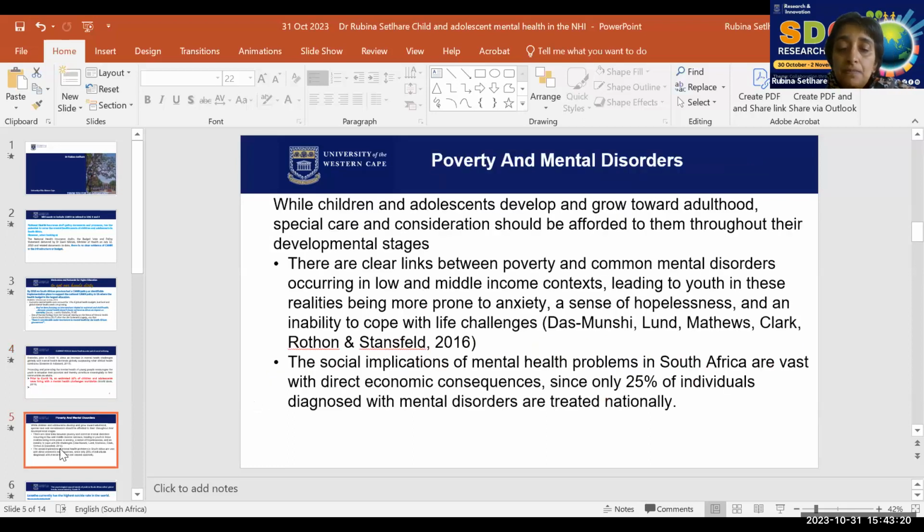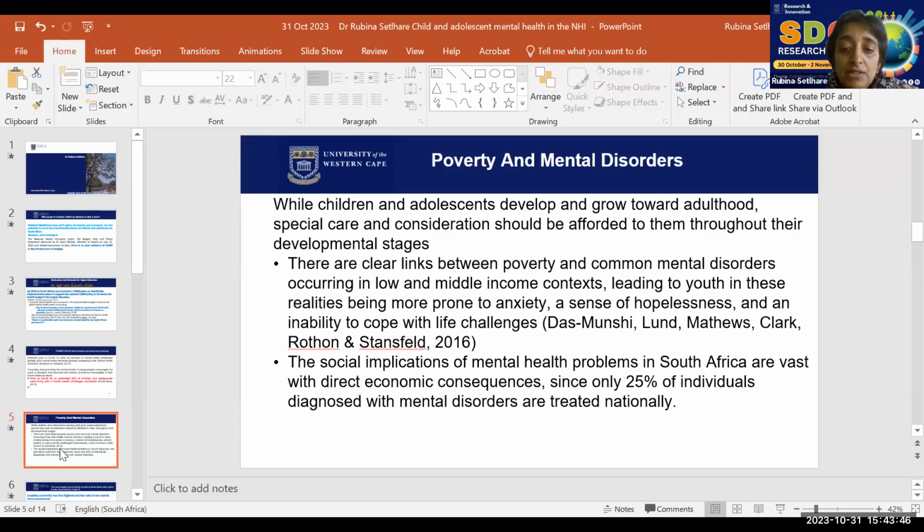We're also finding there's much research that shows that there's a link between poverty and mental disorder, leading to youth in these realities being more prone to anxiety, a sense of hopelessness, and an inability to make decisions because they lack the resources. And that is where the hopelessness comes from.